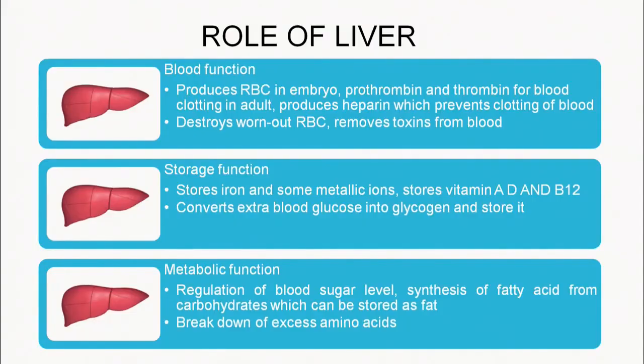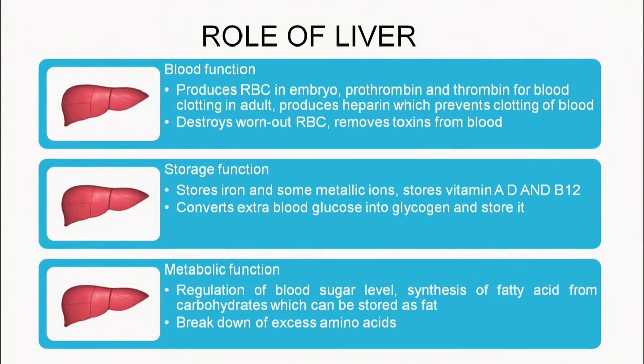Now, the liver is a very important organ or gland present in the human body, and it performs various functions: it has a blood function, storage function and metabolic function. The blood functions performed by the liver include the production of RBCs in the embryo only. After the embryo, the RBCs are produced in the bone marrow.